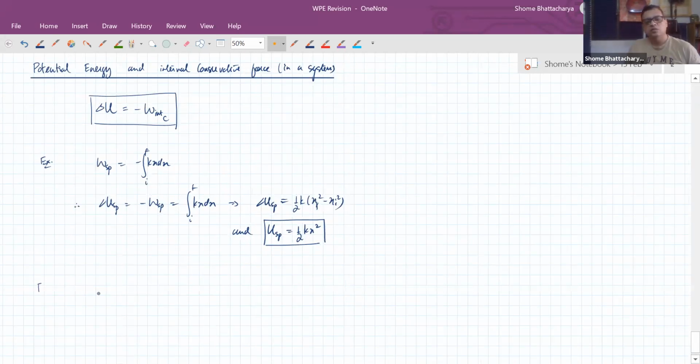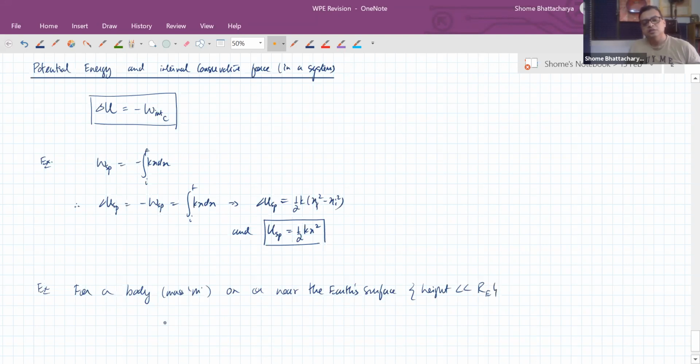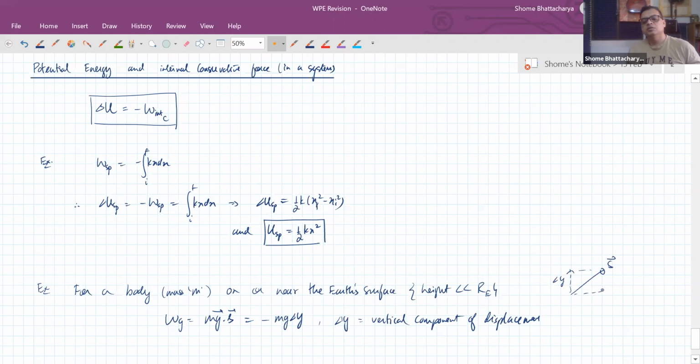Similarly, we see that for a body of mass m, on or near the Earth's surface, that is, the height is very small compared to the radius of the Earth, we can say that the work done by the gravitational force is mg dot s. So that becomes minus mg delta y, where delta y is the vertical component of displacement. If the body is making a displacement like this, the vertical component of that is delta y, and the horizontal component is delta x. Gravity is acting along the negative y-axis.